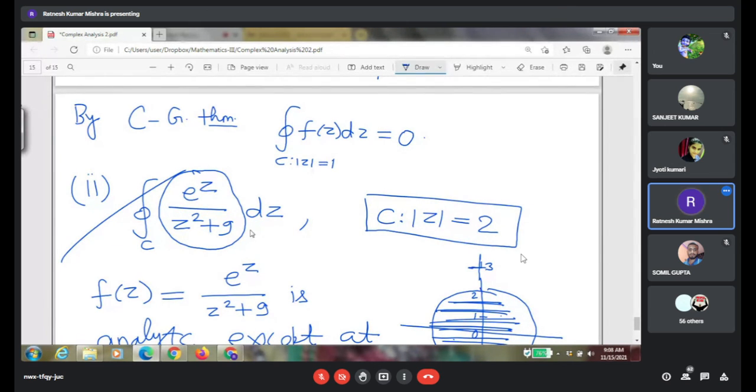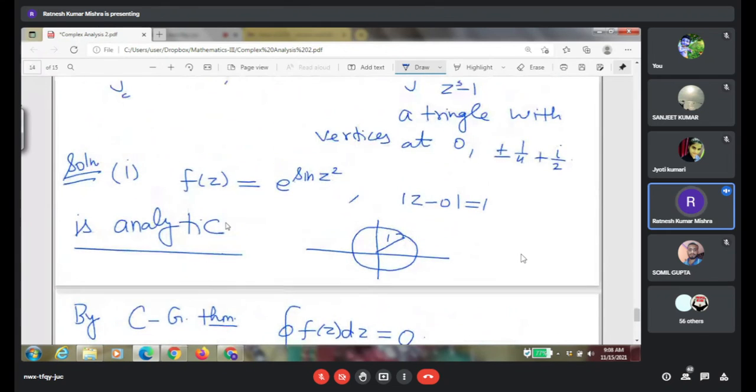If we change this region to |z| = 3, 4, 5, now we can say that this is not analytic, but in this region it is analytic. So according to the Cauchy-Goursat theorem, if it is analytic, then the integration is 0. In this same question, if it were 4, the integral would not be 0. Now we will apply the next theorem, the Cauchy integral formula.